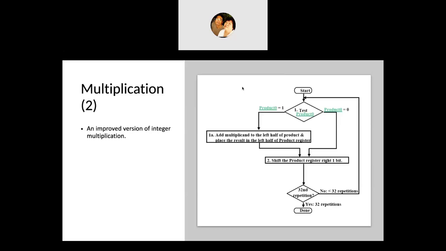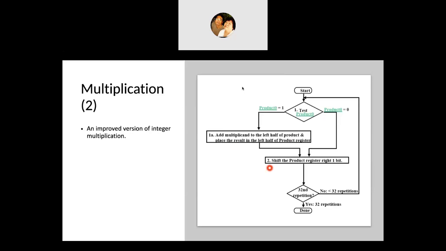You look at this one. We add the multiplicand to the left half of the product. It suggests to us that the ALU must be the same size as the data. We don't need the double size ALU anymore. In the case of 32-bit calculation, the ALU can be only a 32-bit ALU. We don't need a 64-bit ALU anymore.